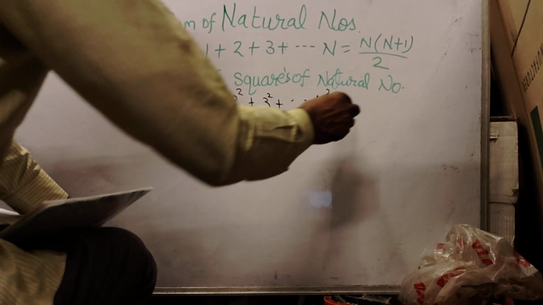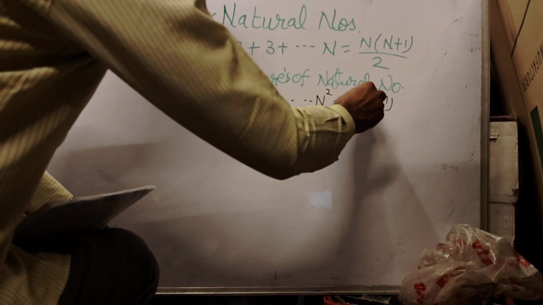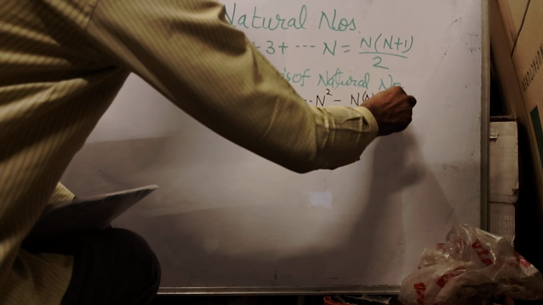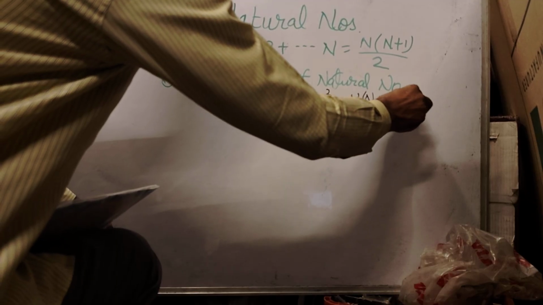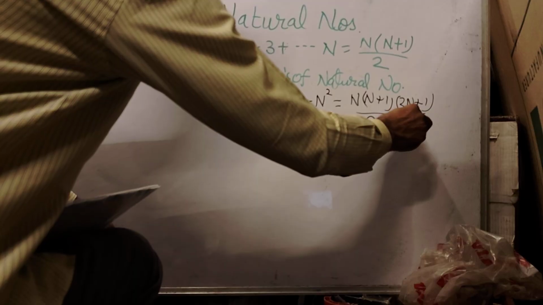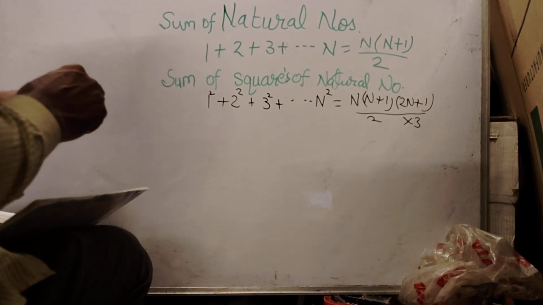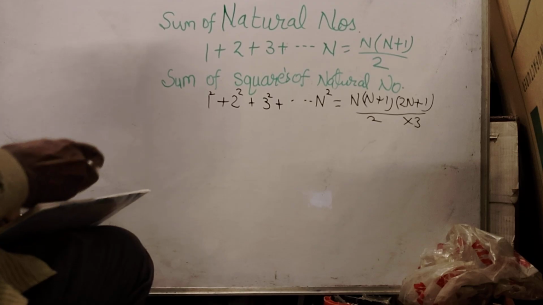And their sum. Its formula is n into n plus 1 into 2n plus 1 over 6, over 2 into 3. Is it always over 6? Yes, we can say, yes, it is always over 6.